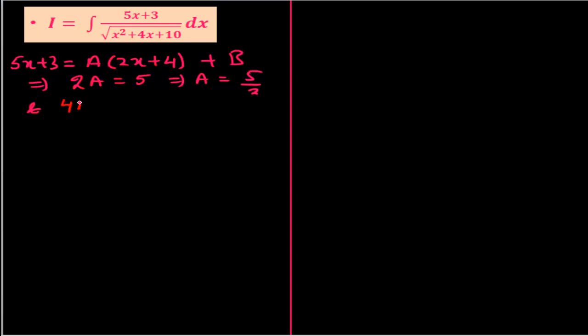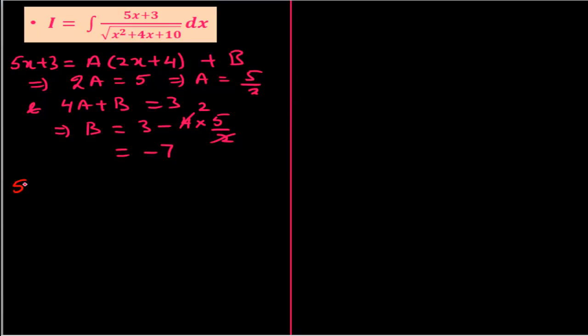We will have 4a plus b is equal to 3, which will imply b is equal to 3 minus 4 times a, and a is 5 by 2. So with 2, 4 gets cancelled out. So this is 3 minus 10, which is minus 7. So b is coming out to be minus 7. A came out to be 5 by 2.